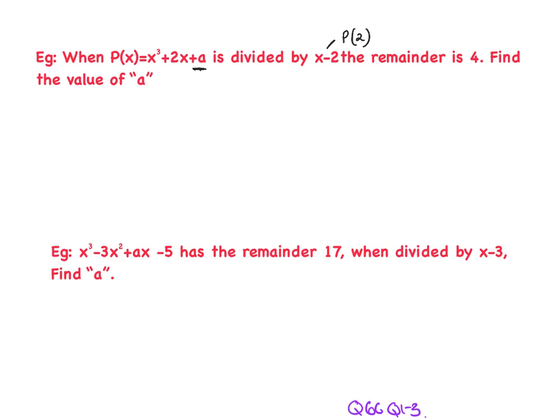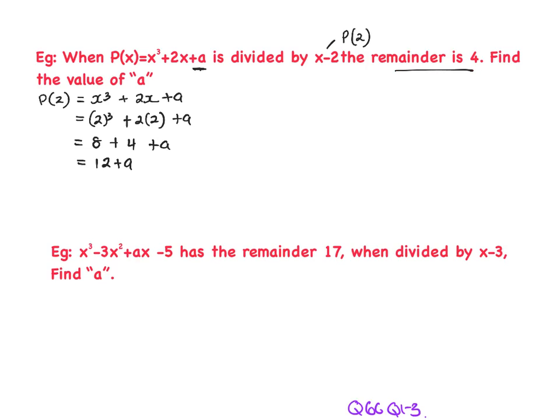Remember? So I'm going to try p of 2 first. So this is the polynomial, and if I put p of 2 in there, it would be 2 cubed plus 2 times 2 plus a. So you end up with 8 plus 4 plus a, so you got 12 plus a. So you know that, but they told me that the remainder was 4. So I know, therefore, 12 plus a equals 4. And then can you solve for a? A equals 4 minus 12. A equals minus 8. Excellent.